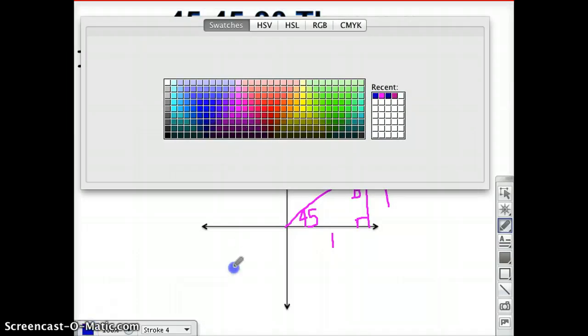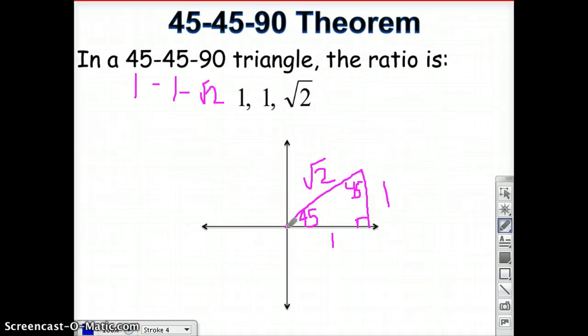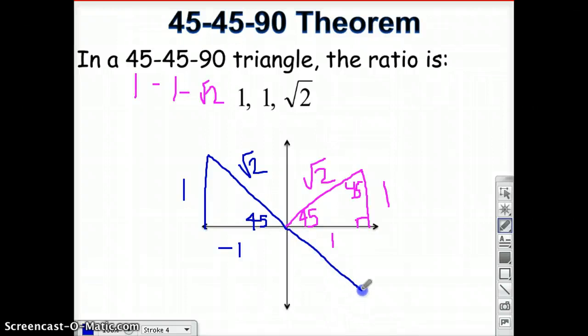If you have a 45 degree reference triangle in another quadrant, you do the same thing, except some of the values will become negative. So it's still going to be 1, 1, root 2 as your side lengths, but you go left 1, so this one would be negative. And then if you had a 45 degree reference angle in the fourth quadrant, you'd still have the 1, 1, root 2, but you would go right 1, down 1, so this one would be negative.